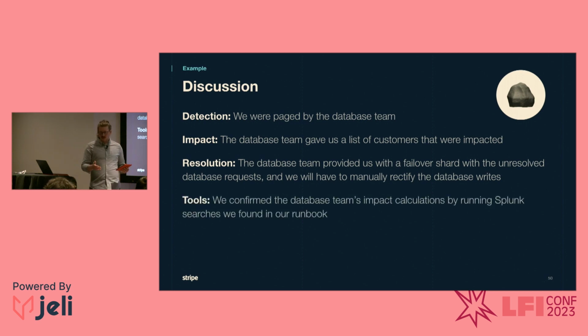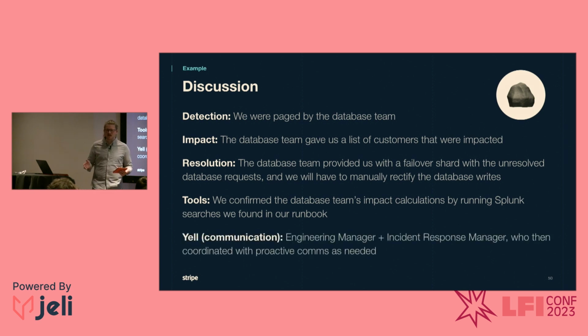The T for tools, we confirmed the impact calculations that the database team gave us by running our own queries that we found in our own runbooks. And note that in the actual exercise, we'd be really explicit about what these look like, but I've omitted them here for this example. And finally, communication. The team had a similar consensus that we should, obviously, tell our EM about what's going on, but then also communicate with the IRM for the incident, who can then work on a coordinated response on proactive comms or whatever is necessary based on the impact.